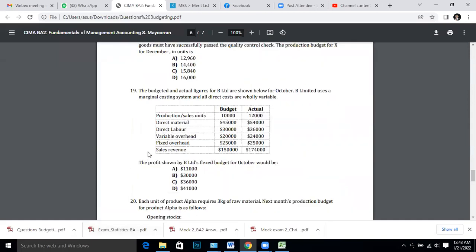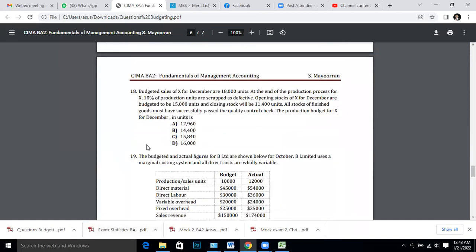18. Budgeted sales of X for December are 18,000 units. At the end of the production process, 10% of production units are scrapped as defective. Opening stock for December are 15,000. Closing stock will be 11,400. Okay.